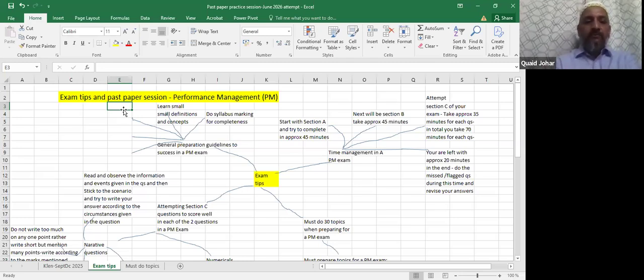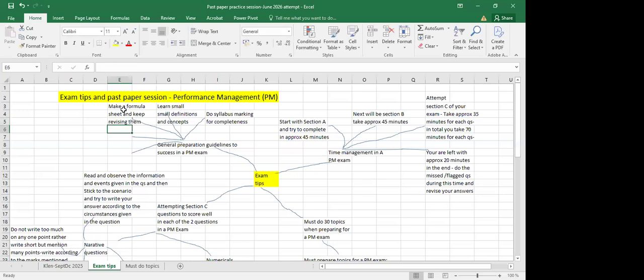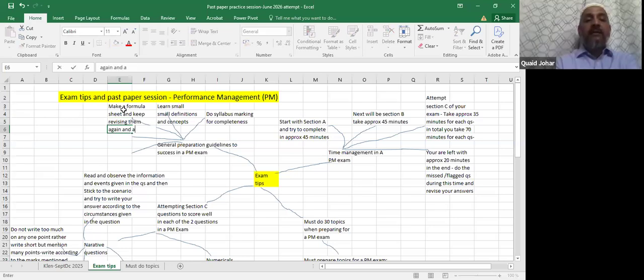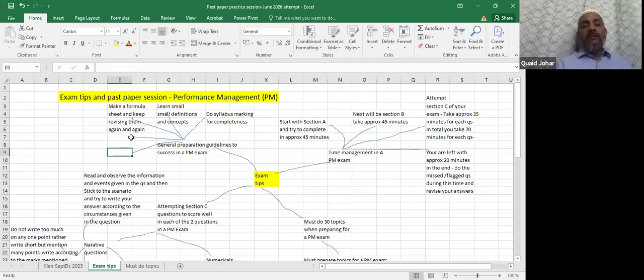So make a formula sheet and keep revising them again and again. And this formula sheet will also help you in the exam days.